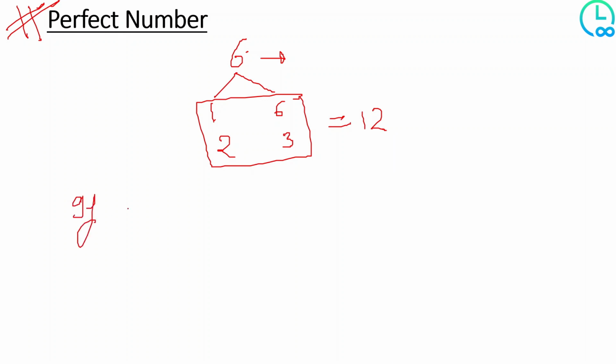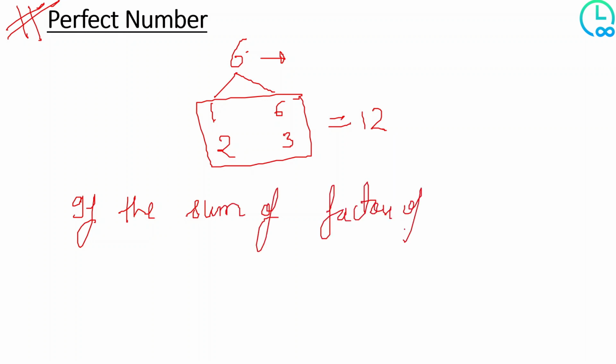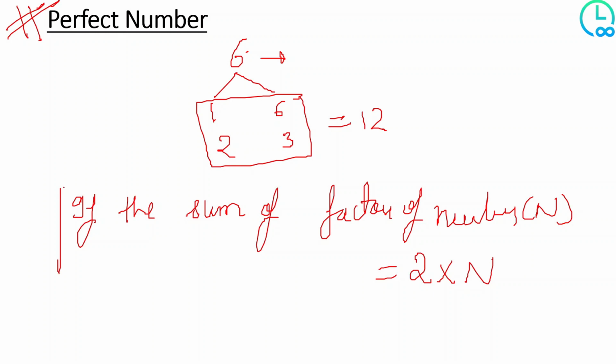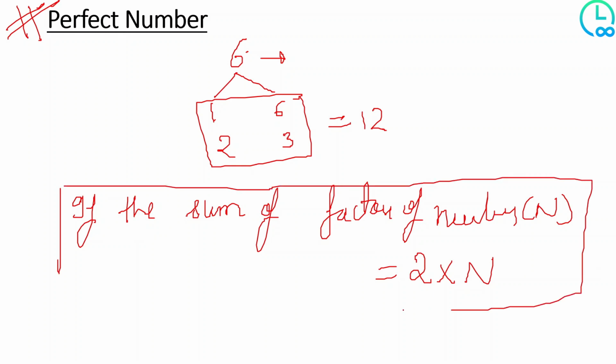If the sum of the factors of a number is equal to twice the number itself, suppose the number is n, if this condition is satisfied, then the number will be a perfect number. Or you can say, one more thing you can observe here, that if I remove 6, then this will be equal to 6. Right?